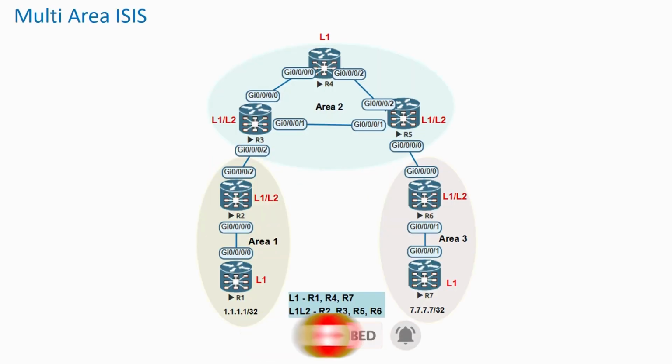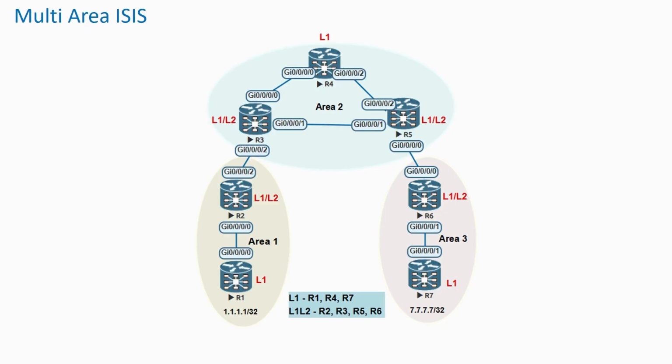Now let's start the lab demo of multi-area ISIS. In this lab demo, we are going to consider the given multi-area ISIS topology. So we have router R1, R4, and R7 configured as L1 only routers, while router R2, R3, R5, and R6 configured as L1, L2 routers.